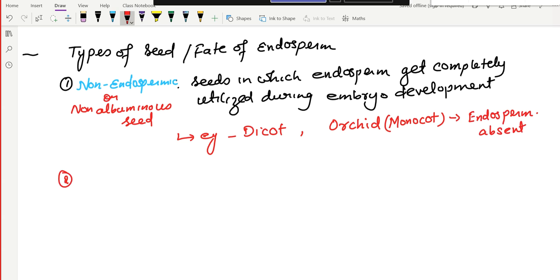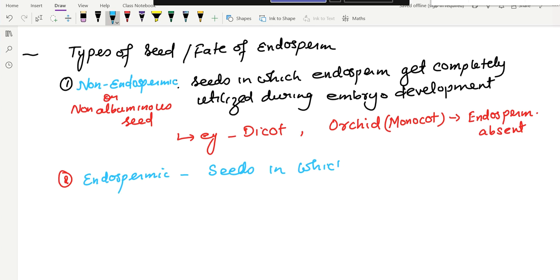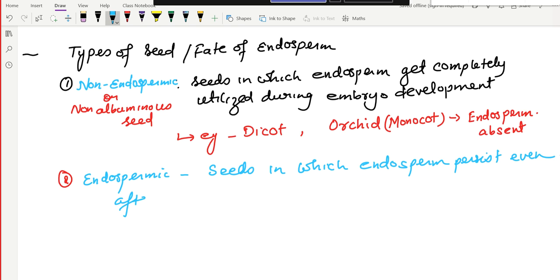Now we have another group of seed which is known as your endospermic seed. What do we see here is, these are seeds in which endosperm persists even after the embryo is developed. Now this kind of seeds is known as albuminous seed.